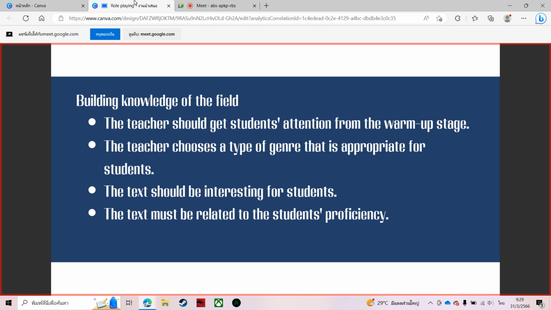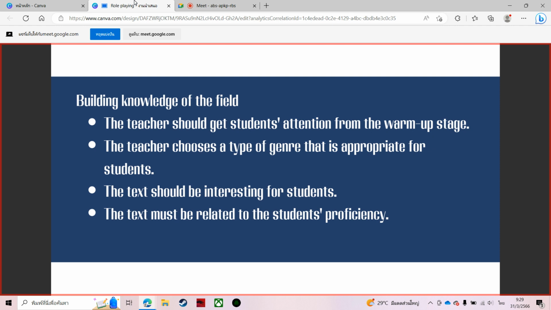The first thing is the teacher should get attention from the warm-up stage. If you teach grade 4 to grade 6, the warm-up stage is really important because students love to do some activity before studying, like movement activities. You maybe sing a song with them, let them run, walk, raise their hands, anything that gets the attention of the students. This is really important for young learners.